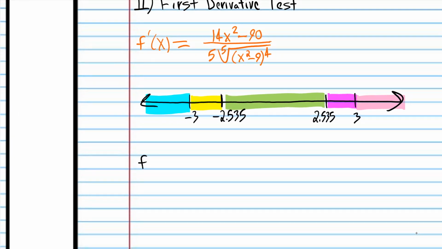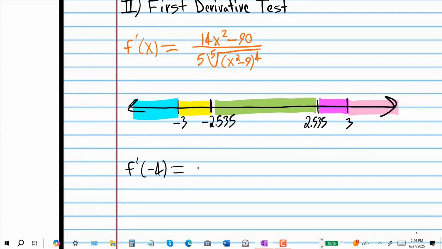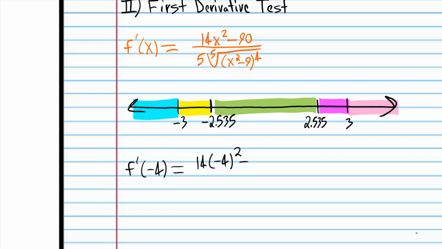So we need to find f prime of -4, the blue region, and I'm not going to plug all this in. I'll just maybe do it one time so you can see what exactly we're doing. But we're going to find the value of the derivative in that blue region.